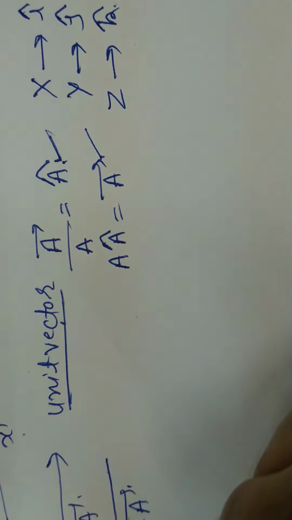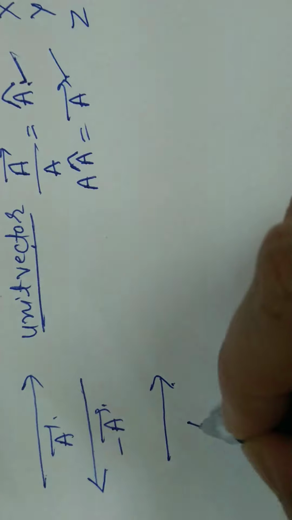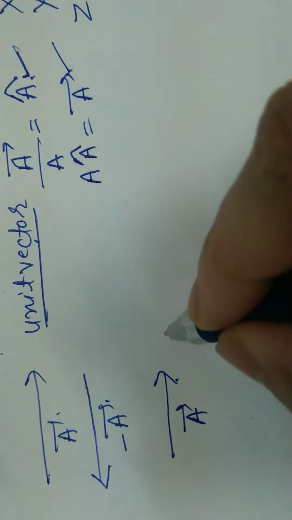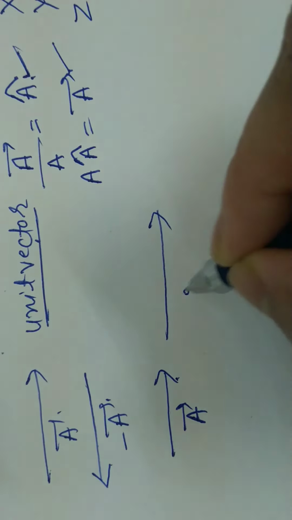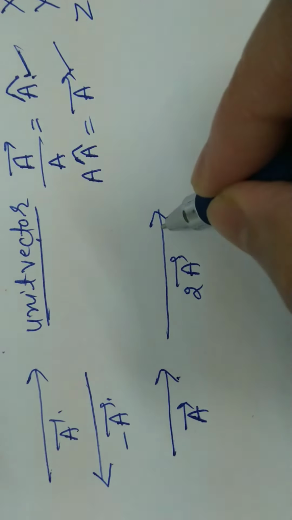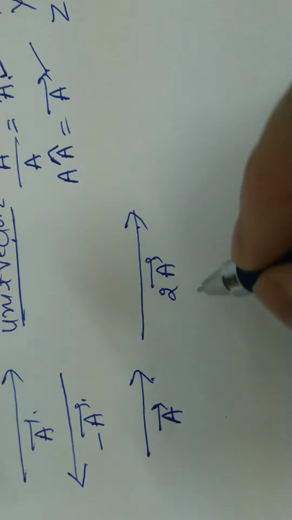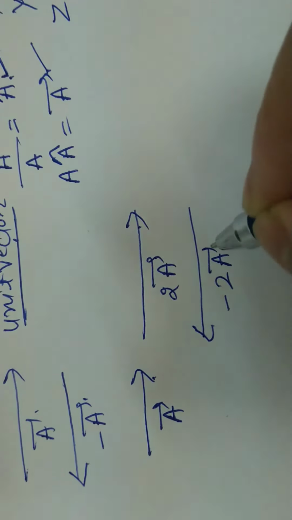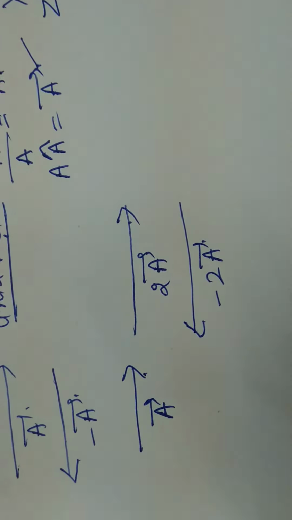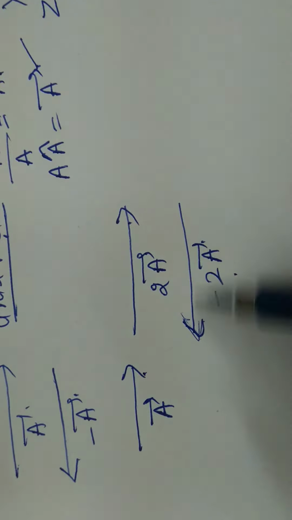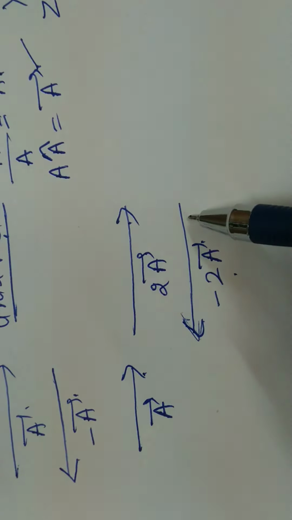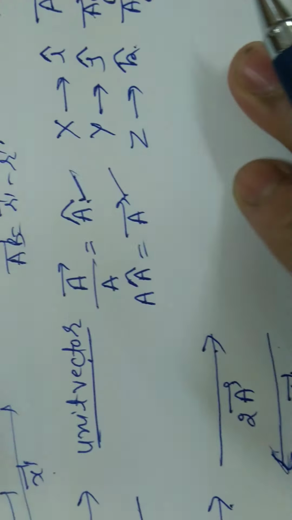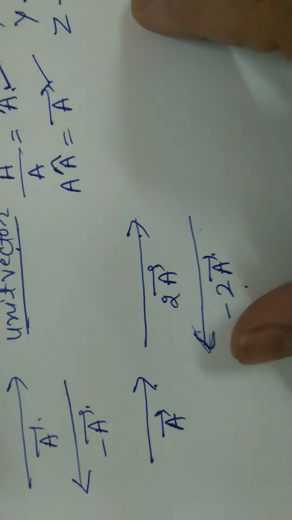If we multiply a vector with a real number, say 2, it gives double the magnitude of the vector in the same direction. But if we multiply it with -2, it gives the opposite direction, because the negative sign shows the opposite direction, and the magnitude becomes twice. This is how we represent a vector.